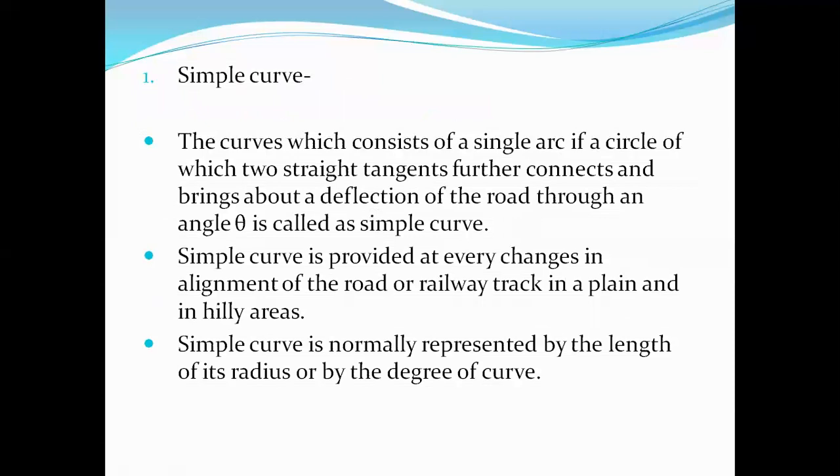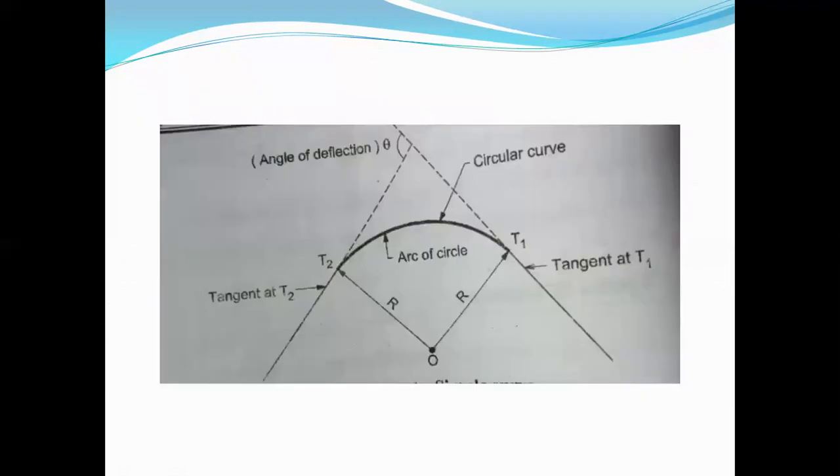Then what we had discussed? We had discussed the four types of horizontal curve. In that, the first type is simple curve. The simple curve consists of a simple arc. See the diagram. It is one simple arc with angle of deflection theta and tangents T1 and T2. This is the simple curve.